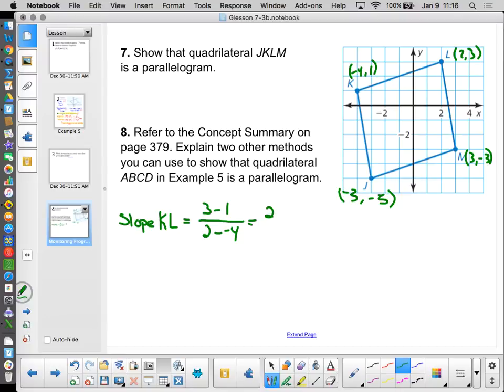Simplify it. 3 minus 1 is 2. 2 plus 4 is 6, so that slope is 1/3. Then we find the slope. Now I'm going to do the opposite side right away so I get the parallel slopes. Slope of JM.